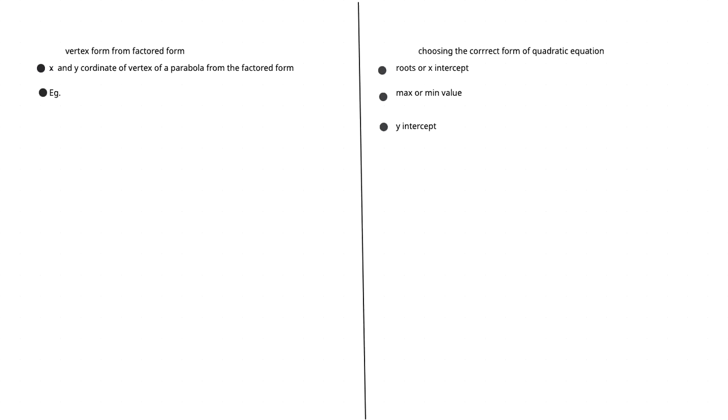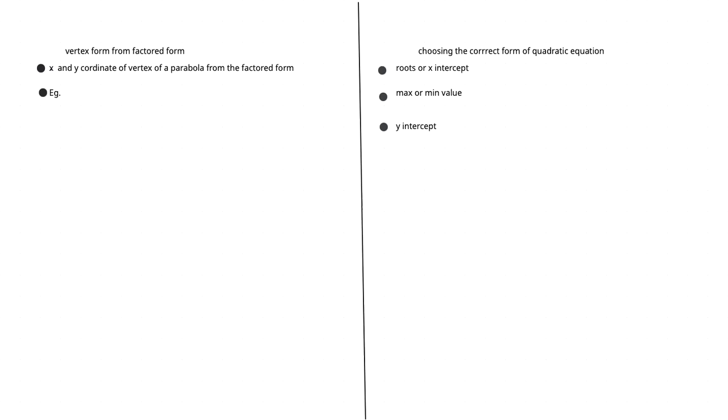This marks our last video on parabola and quadratics. Now, in this video, we are going to tackle two main concepts. First of all, we are going to learn how to convert the equation or the function of a parabola from the factored form to the vertex form. And then also, we are going to learn how to choose the correct form of a quadratic equation for specific solutions.